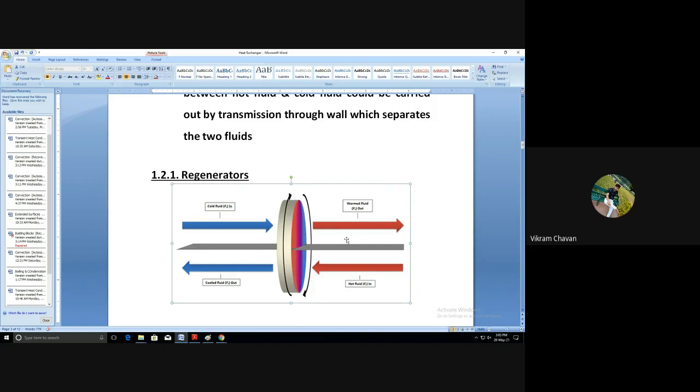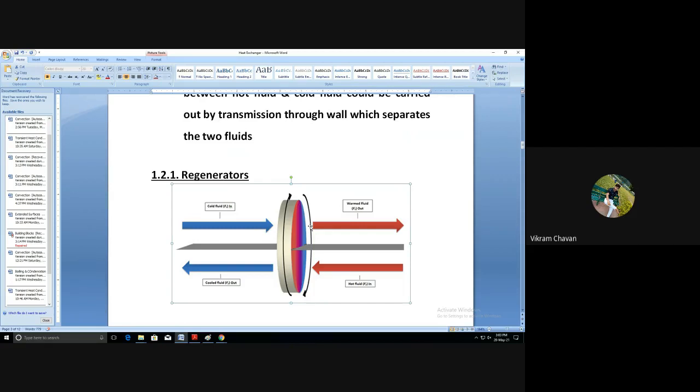So in this manner, the porous material or matrix-type structure will act as a sink and source. On the hot side, that matrix-type structure will act as a sink. Sink means what? It receives the heat from the hot fluid. Once the disk rotates upward, the cold fluid moves over that material, and it will act as a source. Source means provider.